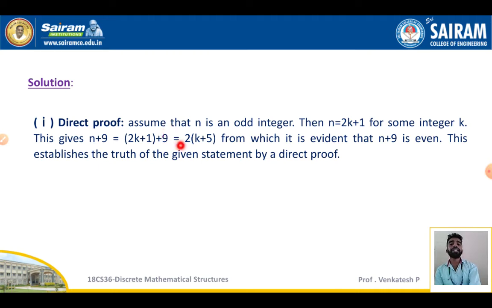So I can take 2 as a common factor. I'll be getting 2 times (k plus 5). So from which it is evident that n plus 9 is an even integer, because you can see here, if I replace k is equal to 0, 1, 2, 3, 4, I'll be getting n plus 9 as some even number only. So hence I can say that n plus 9 is an even integer. So this establishes the truth of the given statement by direct proof. So hence I got, when n is an odd integer, n plus 9 is an even integer.